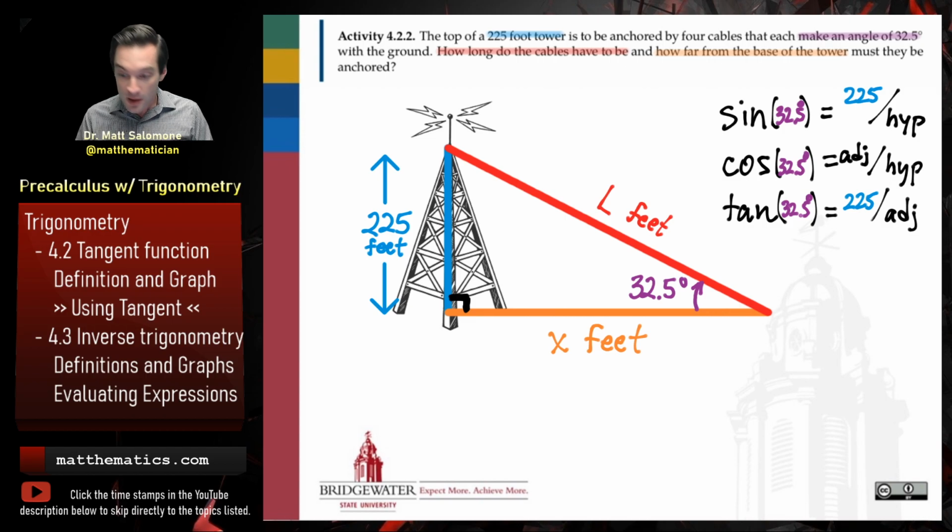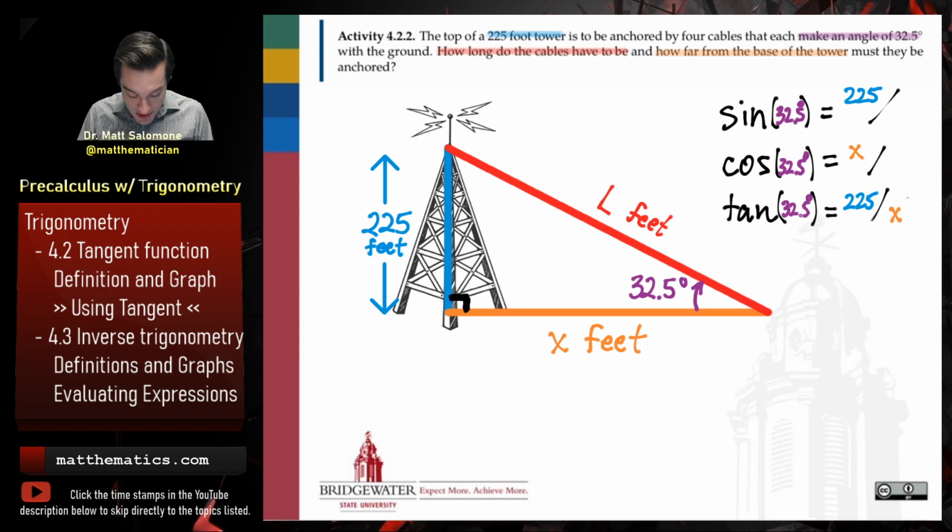So we're getting there. The adjacent side is a side that's not the hypotenuse, but which is a part of my angle that makes up my 32.5 degree angle. And so that adjacent side is what I'm calling x. It's how far from the base of the tower this cable has to be anchored. And so in place of adjacent, I'm just going to write x, x here, x there. And then finally, the hypotenuse of my triangle is the length of my cable. It's what we're calling L here. So in place of the hypotenuse, I'm just going to write L.